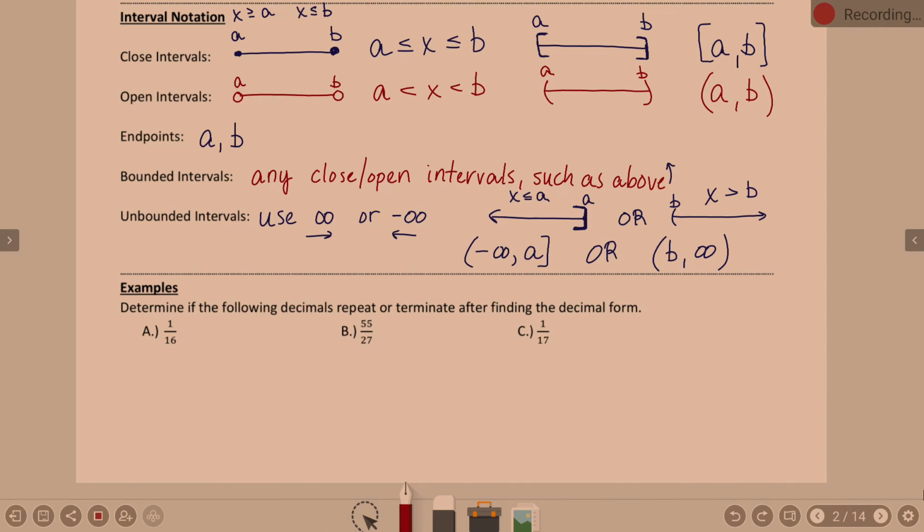Let's go look at some examples here. Determine if the following decimals repeat or terminate after finding the decimal form. Now, we can do this the easy way, we can do this the difficult way. I'm not opposed to the easy way to an extent. So if you have your calculator and you want to grab it out, you can. What do you know about 1/16? And maybe you know this without calculating this one. What do you know? It terminates.